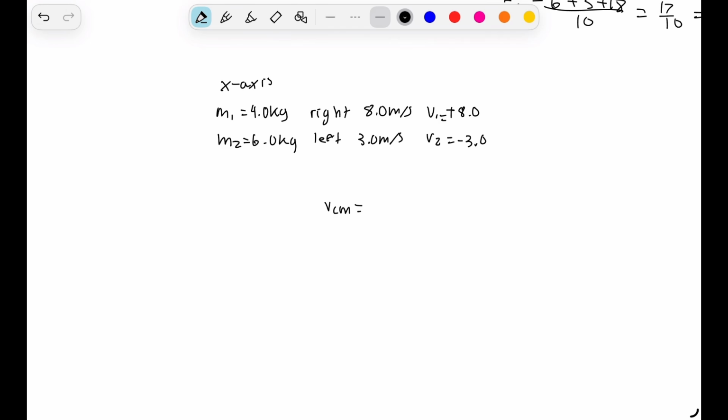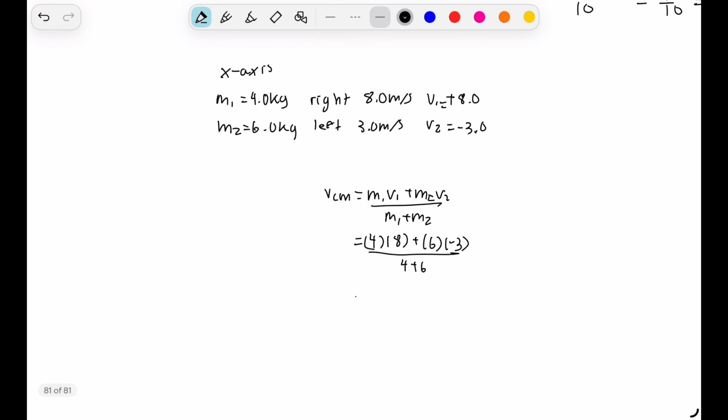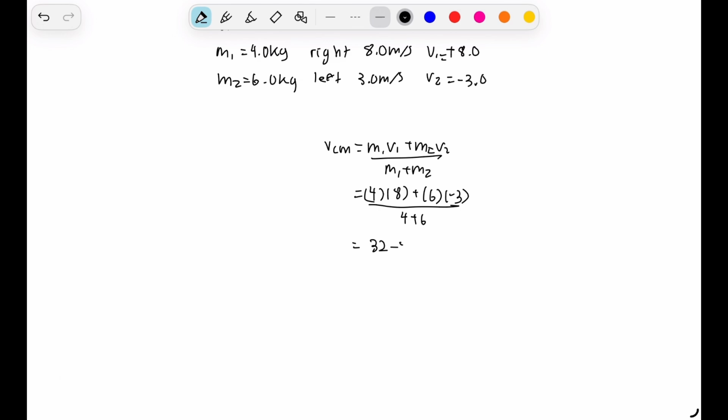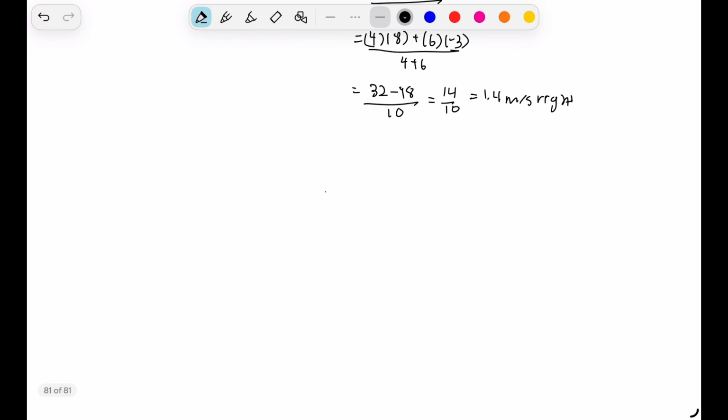Our center of mass velocity is m1 v1 plus m2 v2 divided by m1 plus m2, giving us 4 times 8 plus 6 times negative 3 divided by 4 plus 6. This is 32 minus 18 over 10, 14 over 10. Our answer is 1.4 meters per second to the right. So our total momentum is still positive. Therefore, our center of mass moves right.